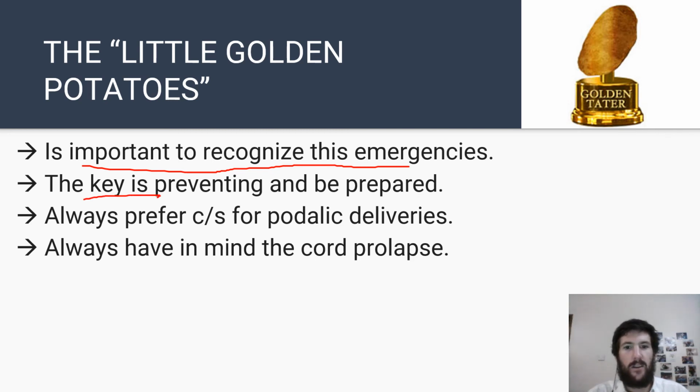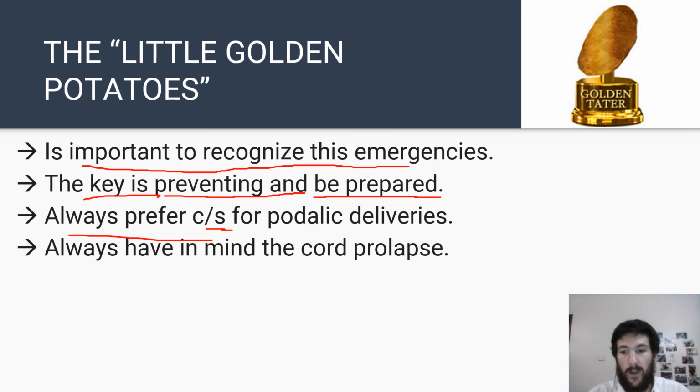The key here is preventing and being prepared. There are some situations that we cannot prevent, but there are others that we can. For example, we can prevent cord prolapse by performing a rupture of membranes only when the head is engaged. If we perform the rupture of membranes when the head is floating, we have more risk of producing a cord prolapse. Also, we have to prevent all the things associated with macrosomia, because that is associated with arrest of the second stage and with shoulder retention. And always prefer the cesarean section for podalic deliveries. We need to say that to the mother in the antenatal care.